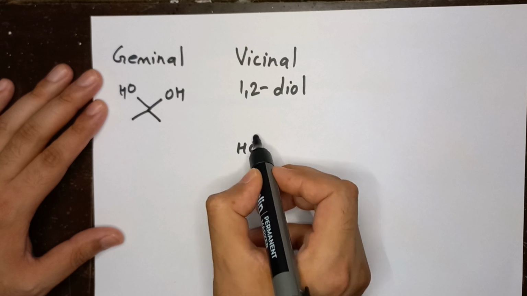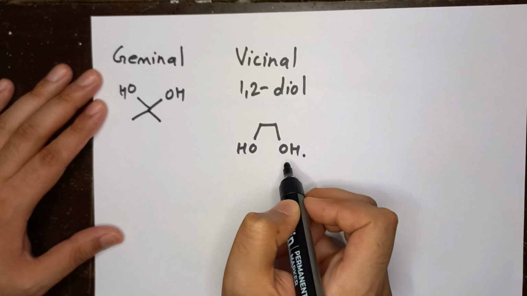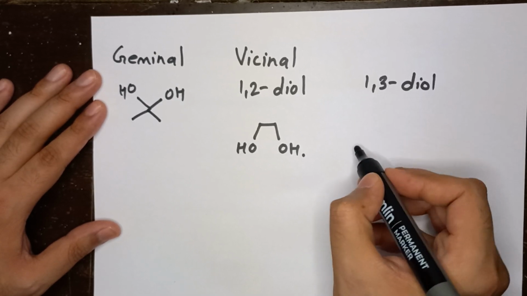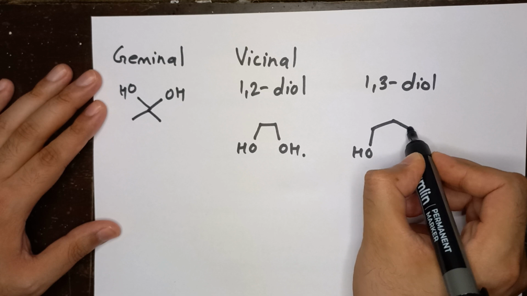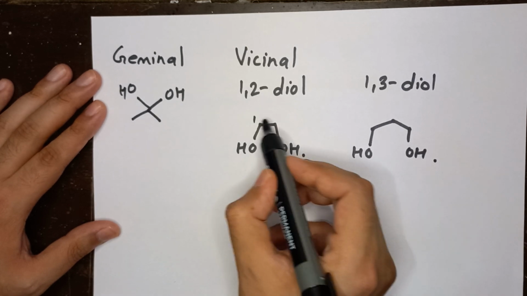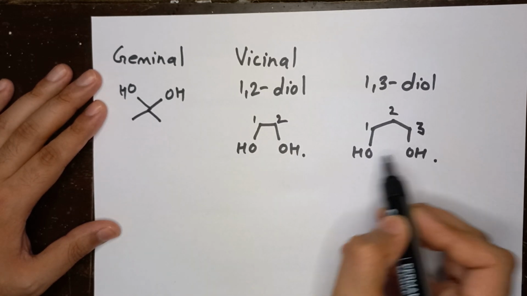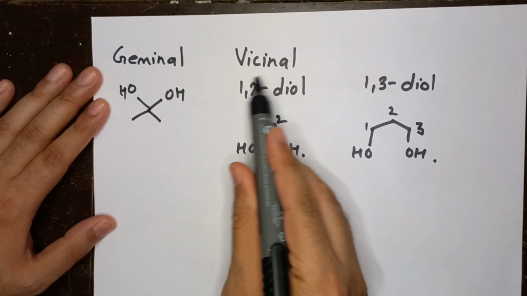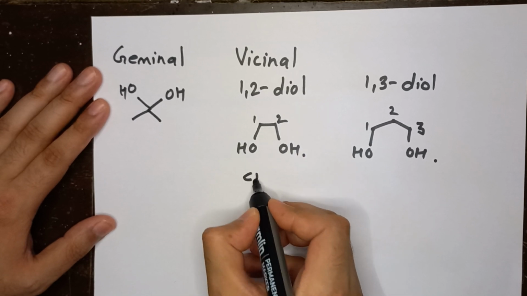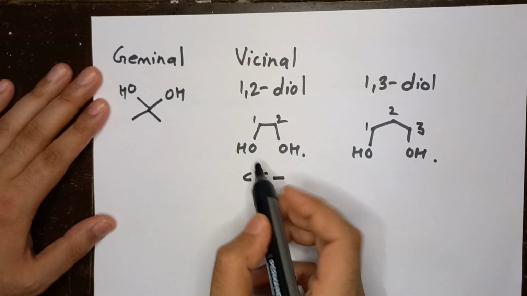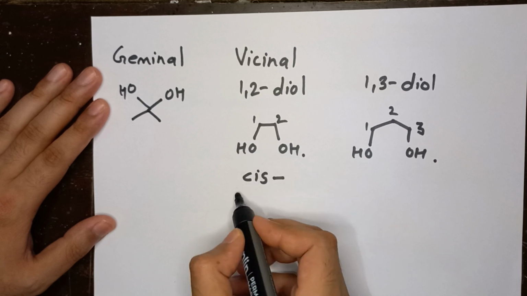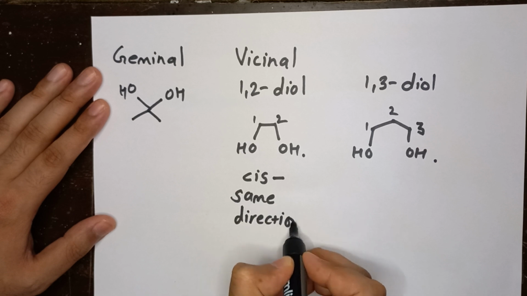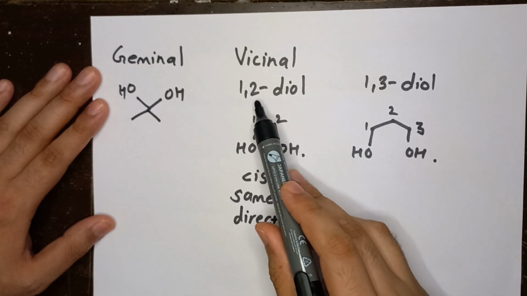This can be written like this one. We also have 1,3 diol. That can be written like this one. So this is 1, 2, this is 1, 2, 3. Now I want you to know that to protect 1,2 diol, they have to be in a cis conformation. That is, these two OH should be in the same direction. Then only you can protect 1,2 diol.